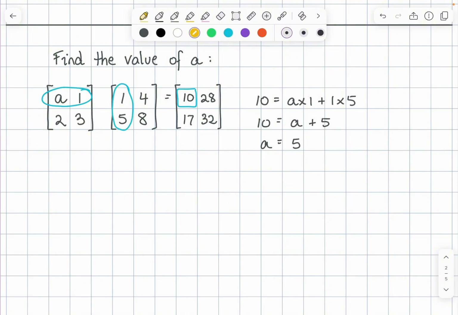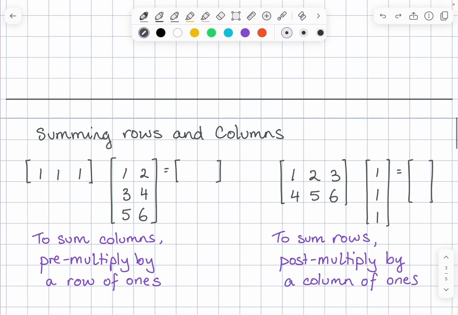Well, we found a, we don't really need to do anything else. We could have found it using the 28. So 28, that's first row, second column. We could have said 28 is made up of a times 4 plus 1 times 8. And we could have solved that. But I think the first one was easiest because we've got ones. We're working with ones there.